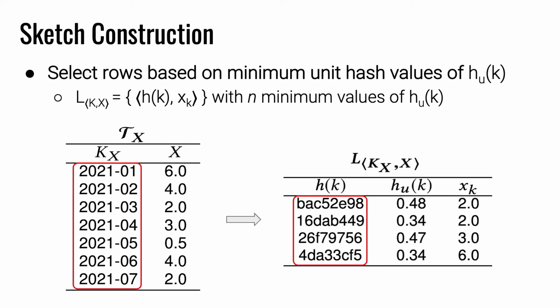In order to construct a sketch, we first use a hash function h that maps all join keys to a discrete value. Then, we map the hashed values to a number in the unit range and select to include in the sketch only the rows with the n minimum values. In the final sketch, we only need to store the hashed keys and their respective numeric values.